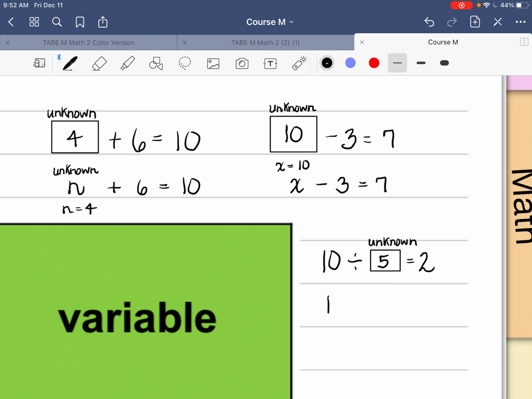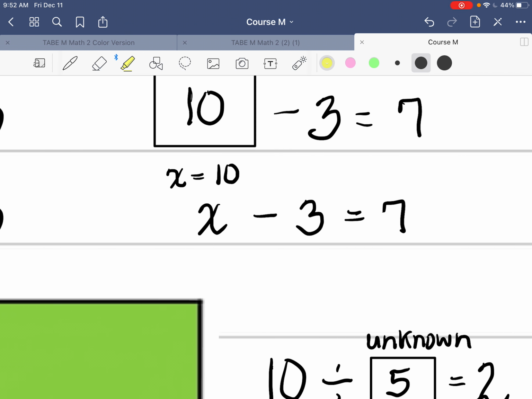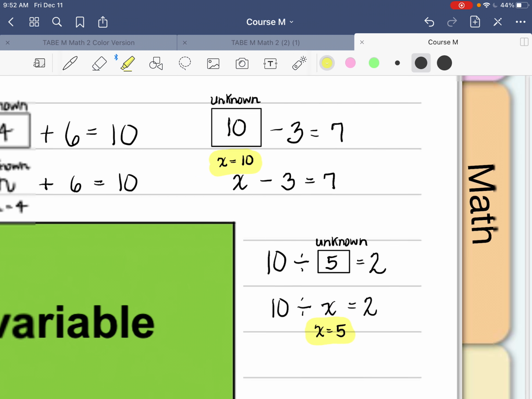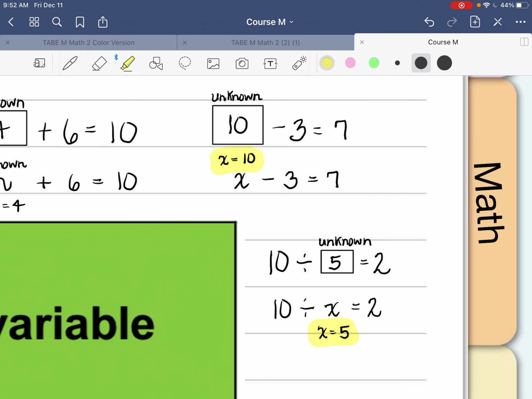What if I said 10 divided by x is 2? Well, in this case, x would have to be 5. We know that's true. But what I want you to notice is this. In this particular example, x was worth 10. In this particular example, x is worth 5. So x varies. It changes depending on the problem. And that's why it's called a variable.